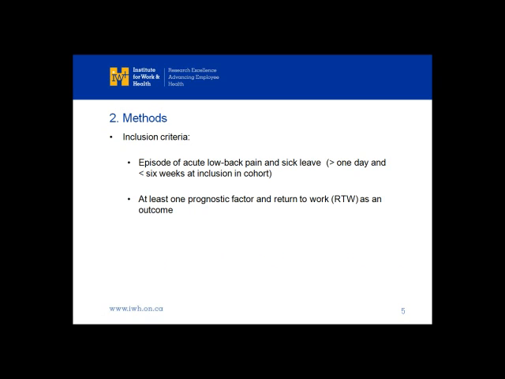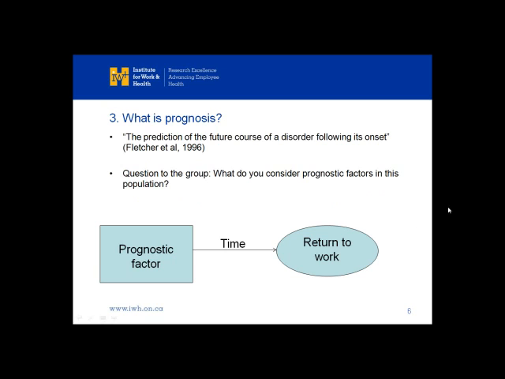And we also only looked at studies that looked at one prognostic factor and return to work, and the return to work had to be an outcome in those studies, so that we didn't capture studies that were more descriptive in nature, that were only reporting on how long it took before people went back to work. So we could actually say, well, we're looking at factors that predict the duration that people are away from work. So we're looking at prognostic factors. So what determines duration of time away from work?